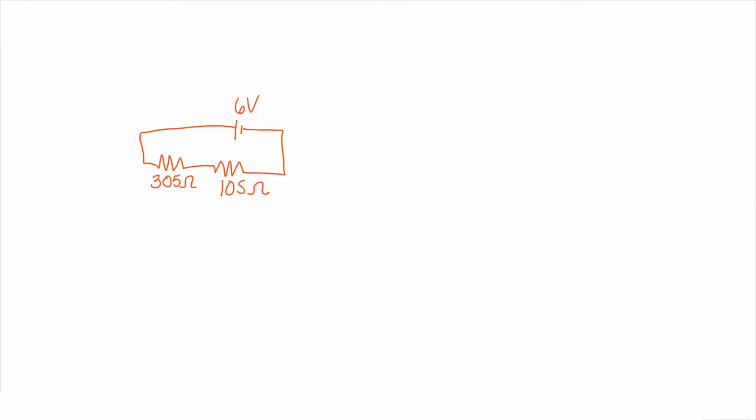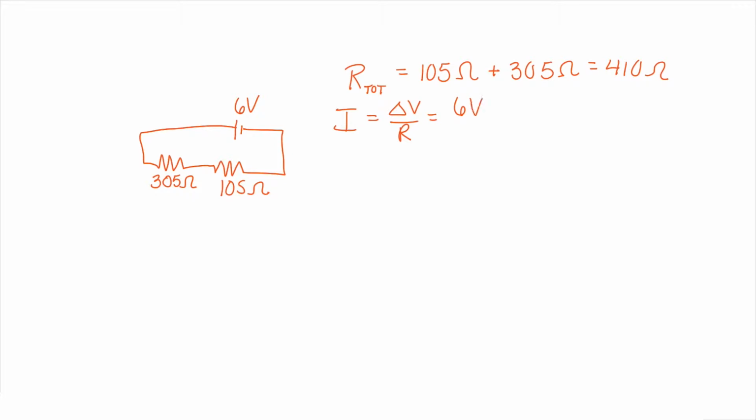First, we need to calculate the current leaving the battery. By adding the resistance of the two resistors in series, we can find the total resistance in the circuit. So that would give us 410 ohms. Now from Ohm's law, we can calculate the current in the circuit. So the voltage of the battery is 6 volts. The total resistance is 410 ohms. So we get a current of 14.6 milliamps. As we've seen from a previous lesson, if 14.6 milliamps goes through the 105 ohm resistor, then 14.6 milliamps will also go through the 305 ohm resistor because they're connected in series, and current is the same in series.